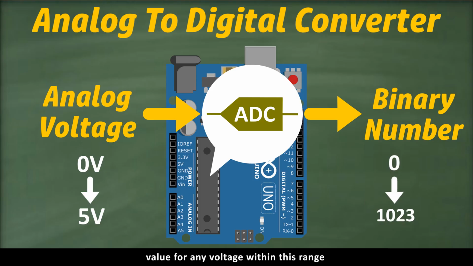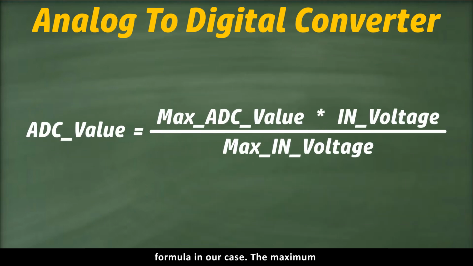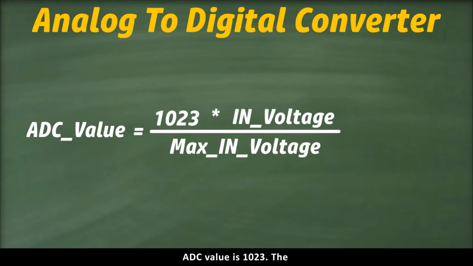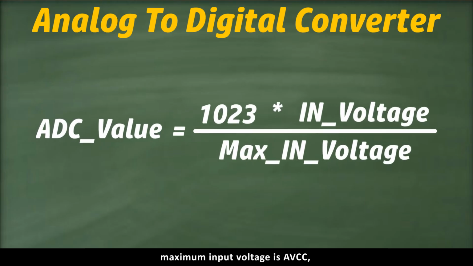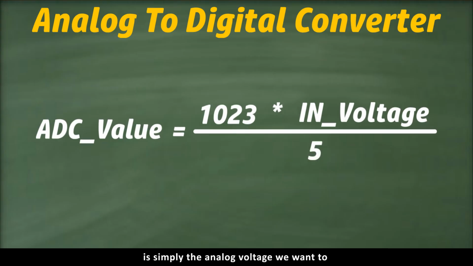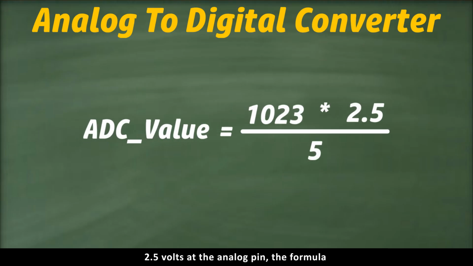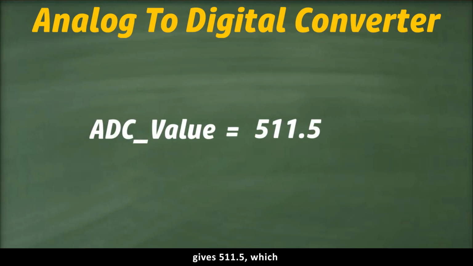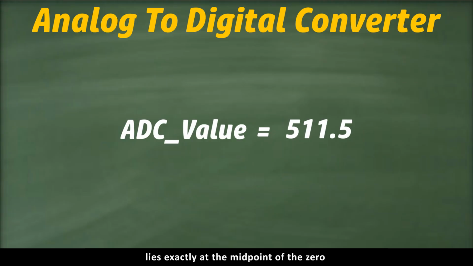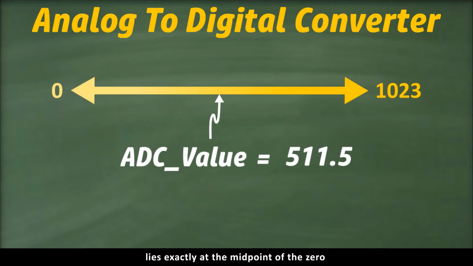The ADC value for any voltage within this range can be calculated using the following formula. In our case, the maximum ADC value is 1023. The maximum input voltage is AVCC, commonly 5 volts, and the input voltage is simply the analog voltage we want to measure. For example, if we apply 2.5 volts at the analog pin, the formula gives 511.5, which lies exactly at the midpoint of the 0 to 1023 scale.